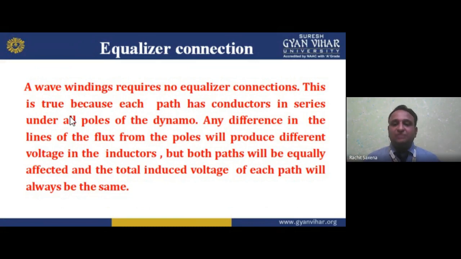But both paths will be equally affected and the total induced voltage of each path will always be the same. There are two paths. We use dummy coils in wave winding, we don't use dummy coils in lap winding. But we use equalizer connection for lap winding, and we don't use equalizer connection for wave winding because it always has equal voltage. So I hope you understand.